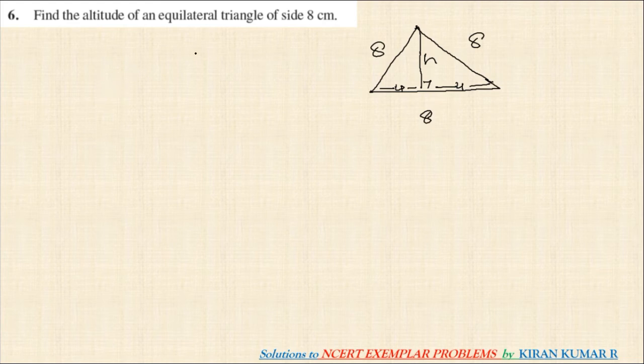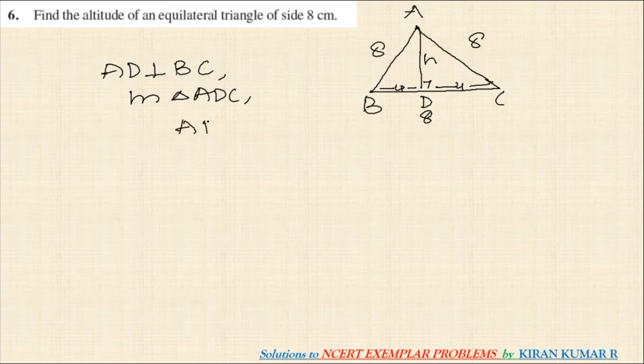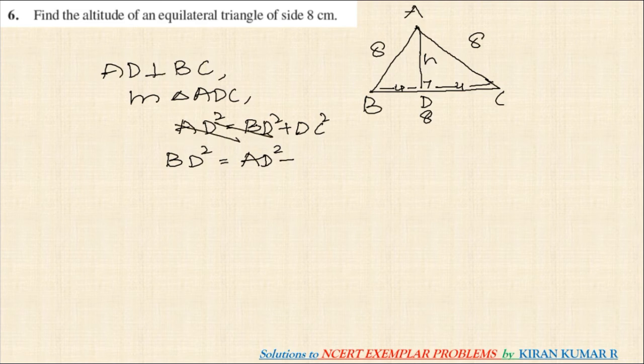Observe, if I name this as ABC and altitude as AD, AD is perpendicular to BC, it's an altitude. If you consider the triangle ADC, we have AD square equal to BD square plus DC square. So BD square will be equal to AD square minus, sorry, this is not correct. I need to consider the triangle ADC. Let me wipe it off.